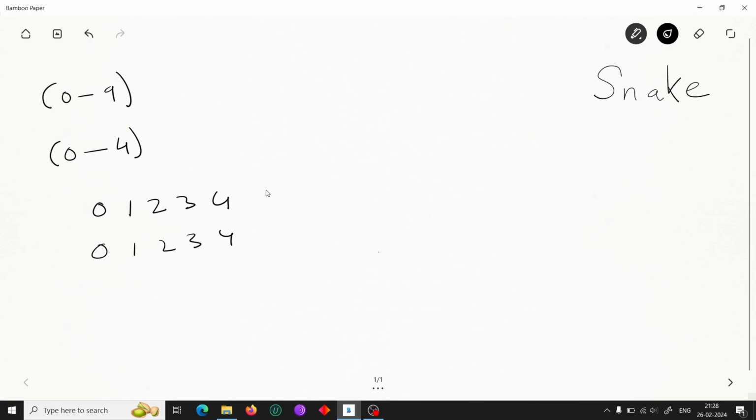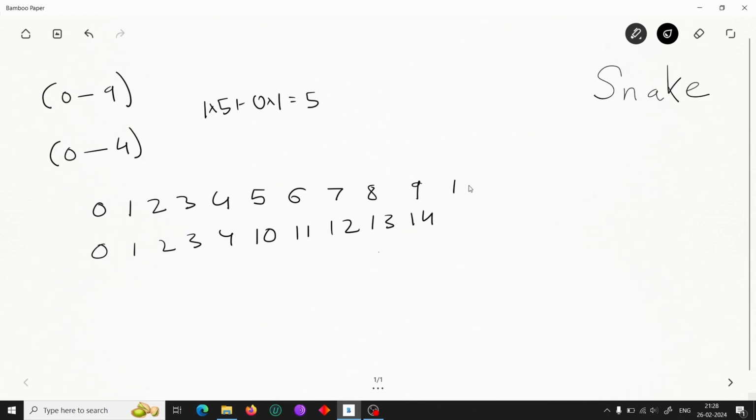But when it reaches 5, it would become 10. Why? Remember, expand it: 1 times 5 plus 0 times 1. What would that give? 5. Right? Similarly, 6 would be 11, 7 would be 12, 8 would be 13, 9 would be 14.